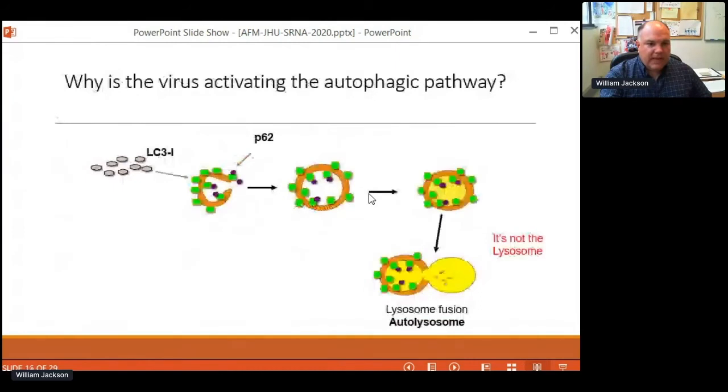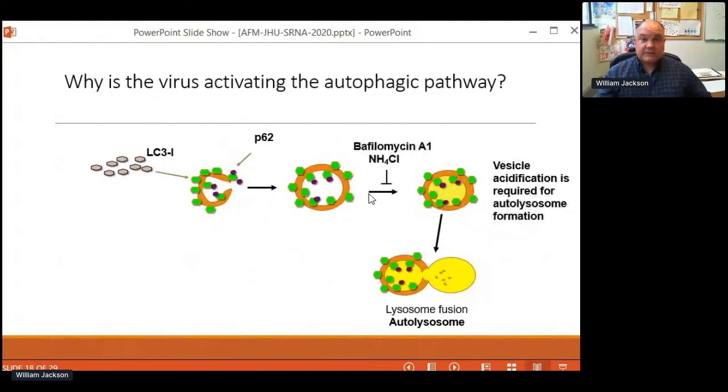Now, we had another question, which is, well, why? Why the autophagy pathway? Why enter a pathway that has a lysosomal fate if that's not what the virus really wants to do? And so we knew it wasn't the lysosome. So we decided to ask, well, is it this acidification step that's upstream? Is the virus somehow benefiting from acidification of the vesicle? And we have a couple of ways we can block acidification. One is a drug called bafilomycin A1, and another is just treating the cell culture with ammonium chloride.